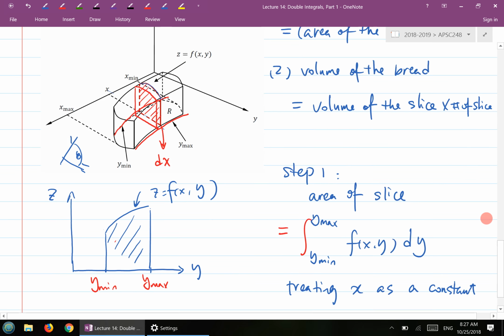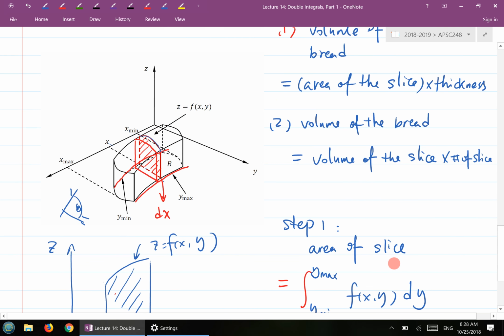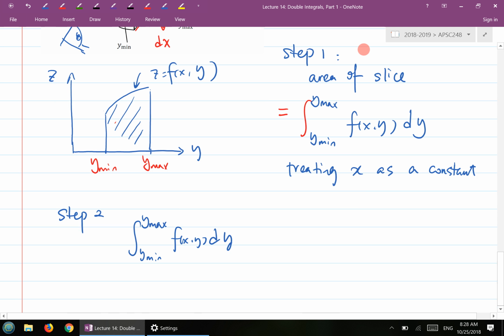Now, step number 2, right? Once you get the area of the slice, what you do is you use the area of the slice. So that's the area of the slice at here. And I want to get the volume of this slice. What do I use? The area of the slice times the thickness of the slice, which is dx. So we times dx at here. So that's the area of the slice times the thickness of the slice. You got a dx at here.